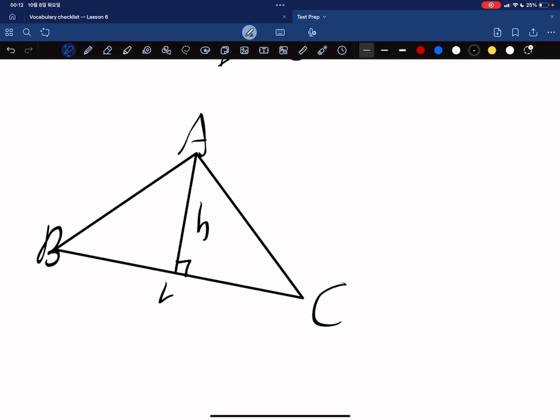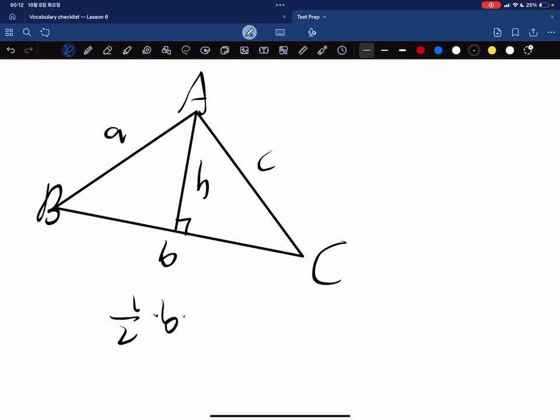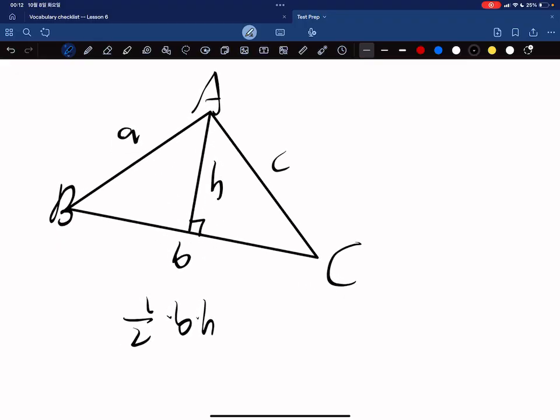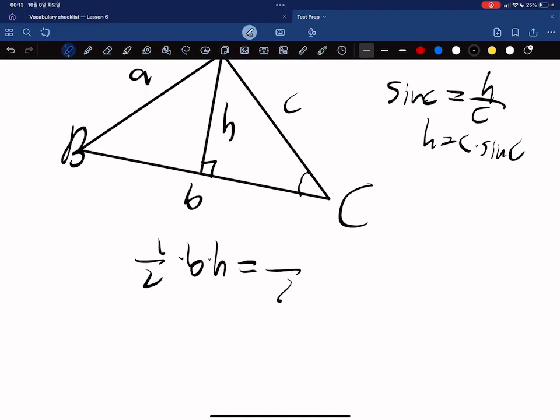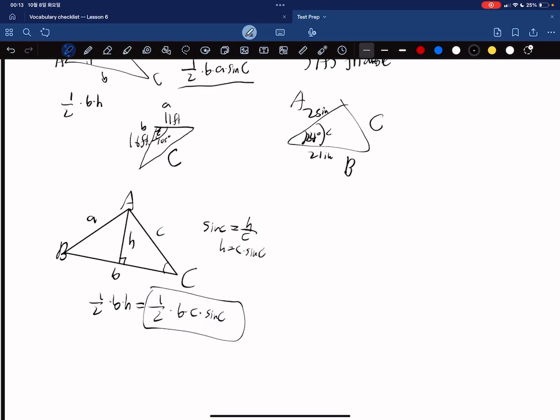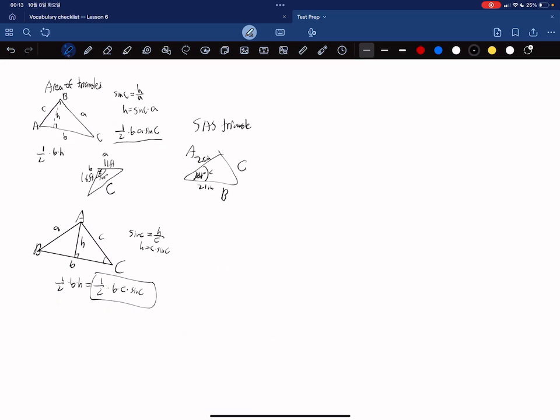base times height, right? If you want to get the sine value of C here, then sine C equals height over the side, right? So our height is side times sine C. Therefore, we can change this to one half times B times C times sine C. This is our new equation to memorize.